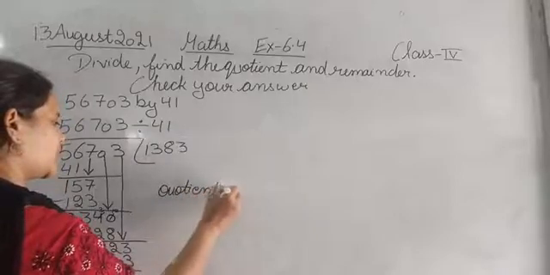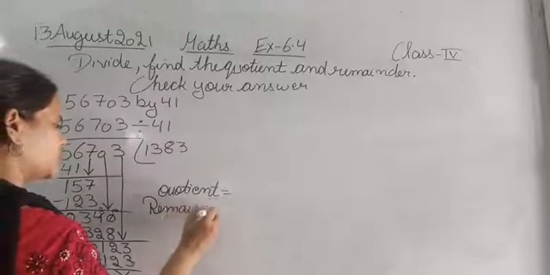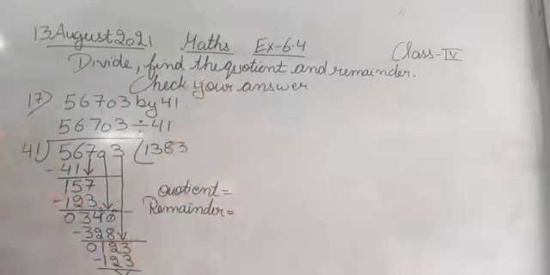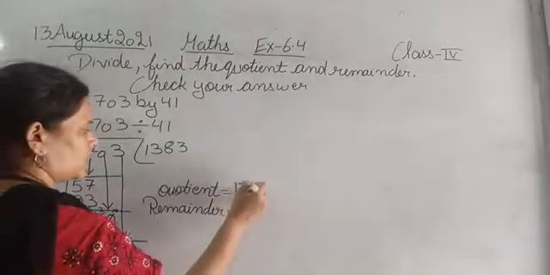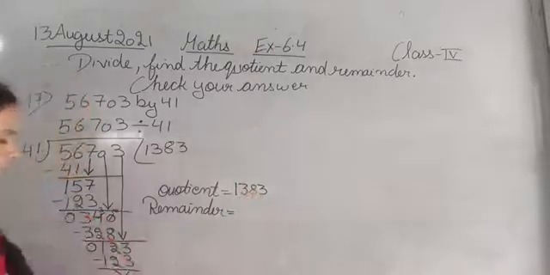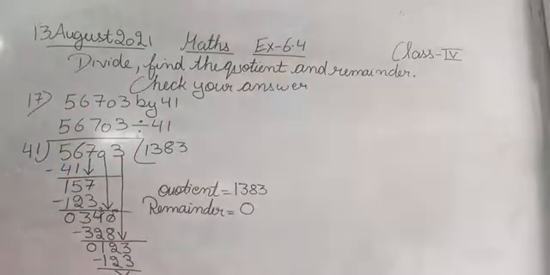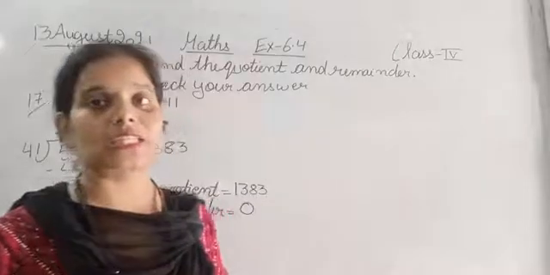Now we have to write the quotient and remainder. We have done the divide, find the quotient and remainder, so that's why we will write it separately. So what is the quotient? The quotient is 1383 and the remainder is 0. Now the third step is check your answer. Now we have to check the division as well.